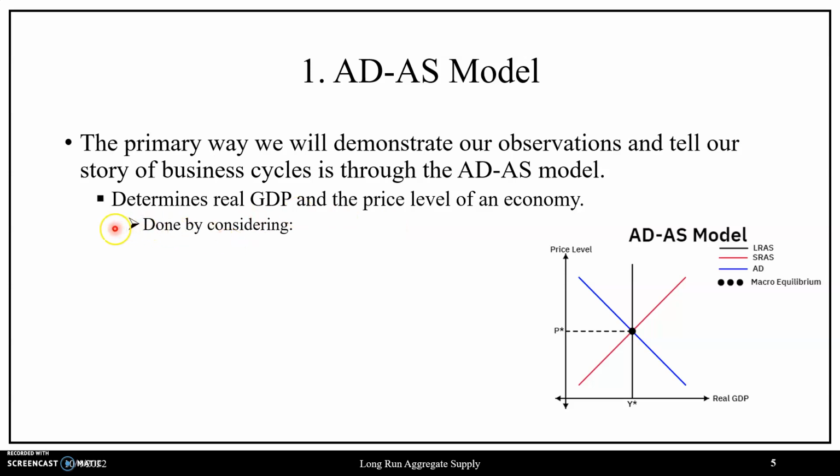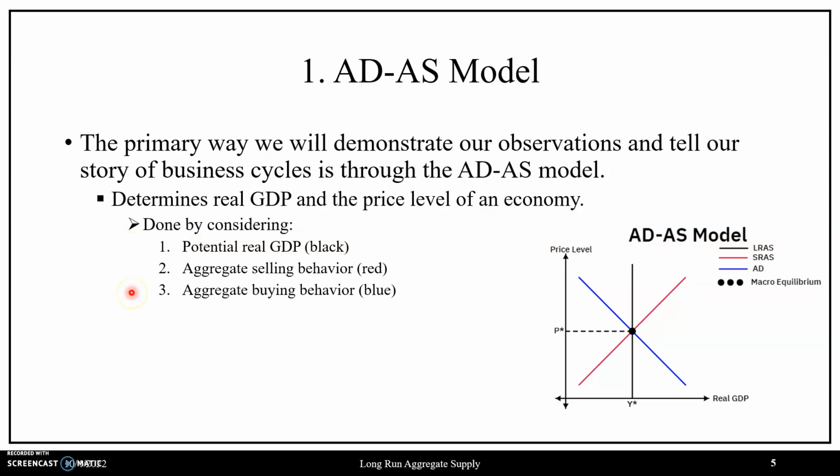And the way that this is overall accomplished is that it considers potential real GDP, aggregate selling behavior, and aggregate buying behavior, in which potential real GDP will be represented with the vertical long-run aggregate supply curve, aggregate selling behavior will be represented by the upward sloping short-run aggregate supply curve, and aggregate buying behavior will be represented by the downward sloping aggregate demand curve, where these components are what we seek to develop.